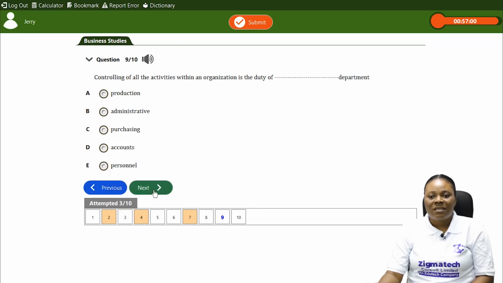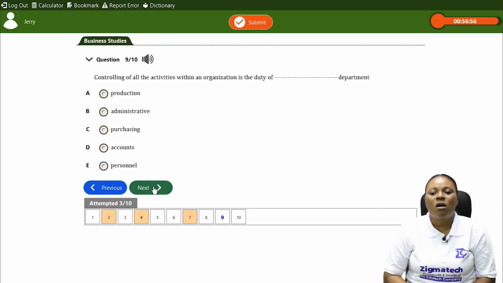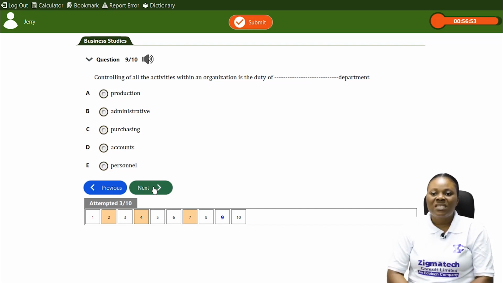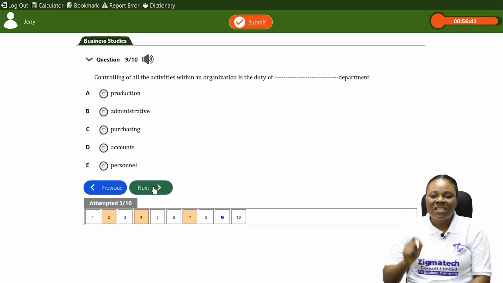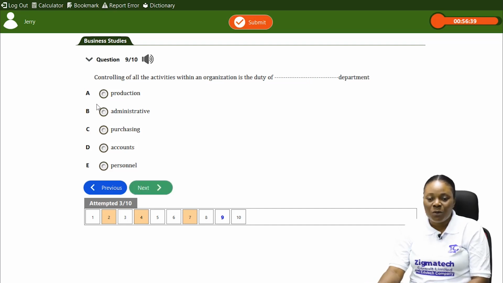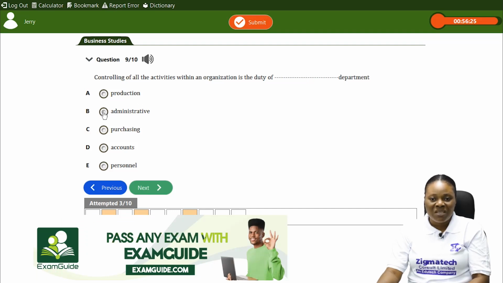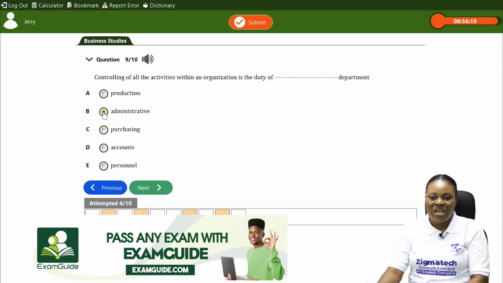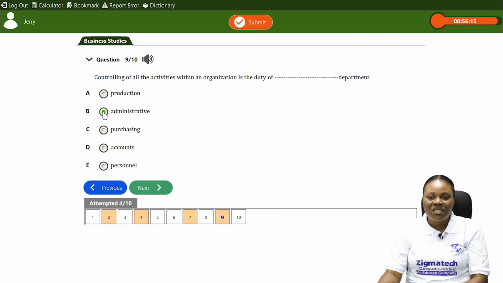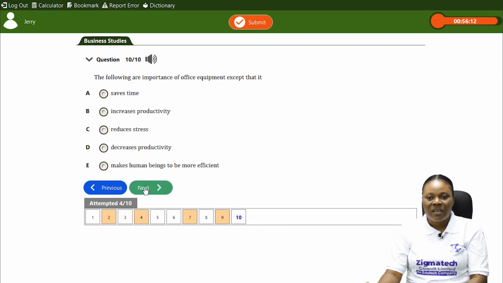Let's take the next question. Says, controlling of all the activities within an organization is the duty of dash department. Remember, when I was teaching, I made mention of a particular department in charge of controlling all the activities of the entire organization. So what is that department? Option A says production department, B, administrative department, C, purchasing department, D, accounts department, E, personnel department. The answer is B, administrative department. I said they are referred to as the nerve center of the organization. They are in charge of the general running of the activities of the entire organization.